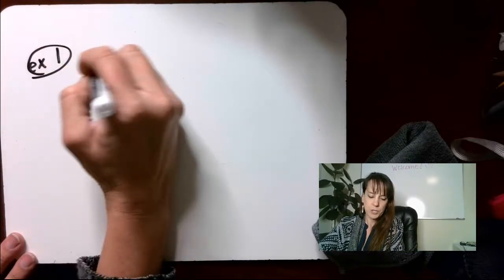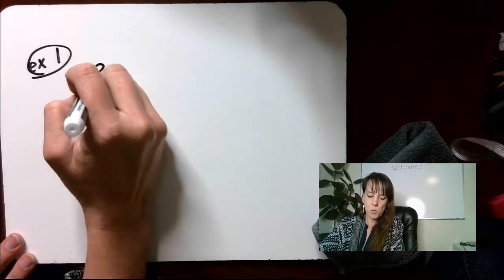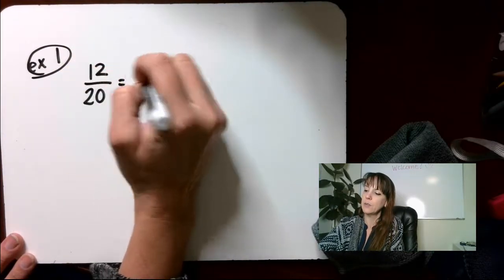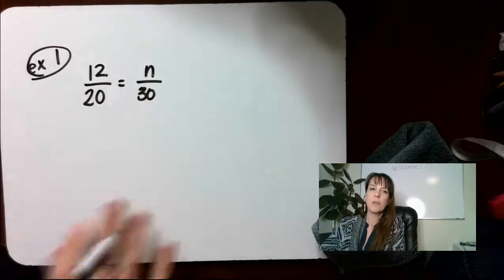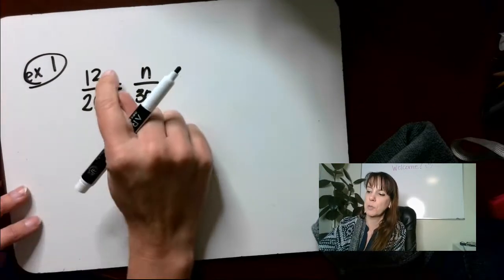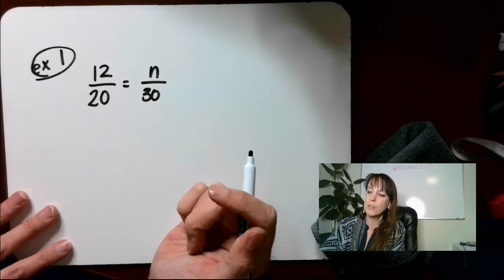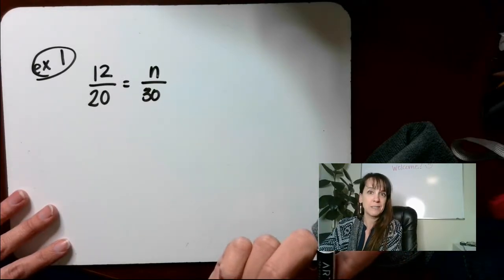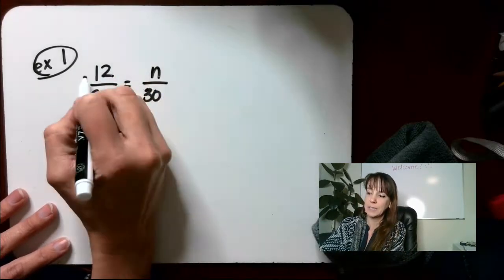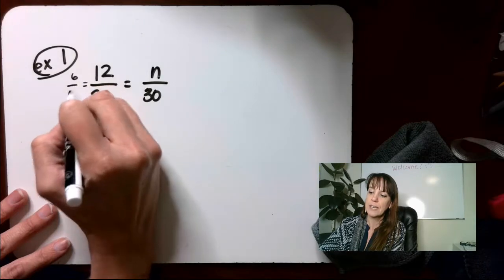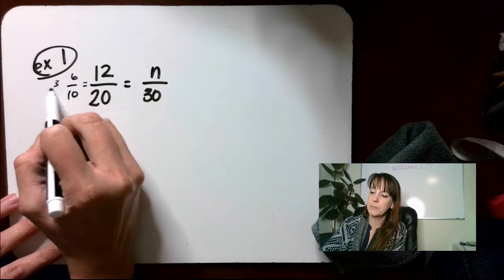Solve this proportion. 12 over 20 equals n over 30. Well, first things first, we can always reduce our proportion here. Do you see that? If we cut those in half, we would have 6 over 10. We can cut that in half again, right? Cut that in half again, we have 3 over 5.